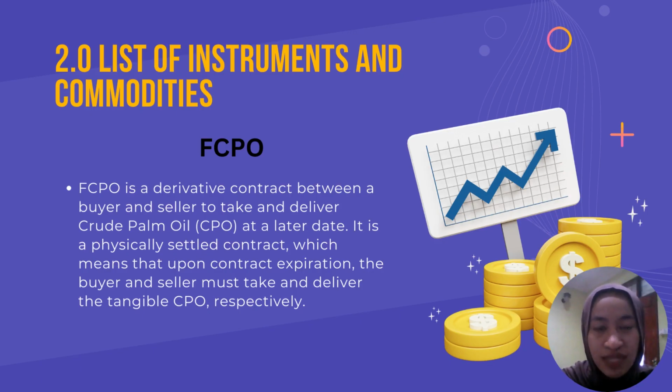Next is list of instruments and commodity. We use FCPO. It is a derivative contract between a buyer and a seller to take and deliver crude palm oil at a later date. It is a physically settled contract, which means that upon contract expiration, the buyer and seller must take and deliver the tangible CPO respectively.